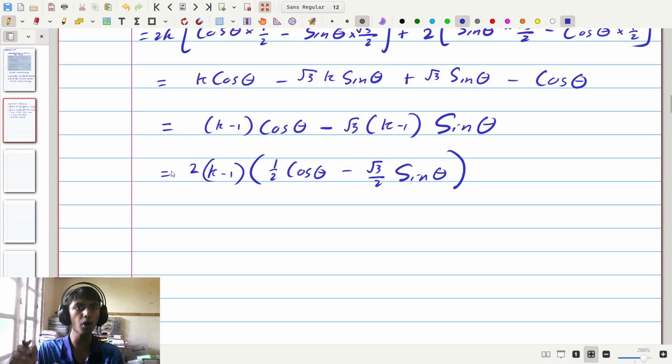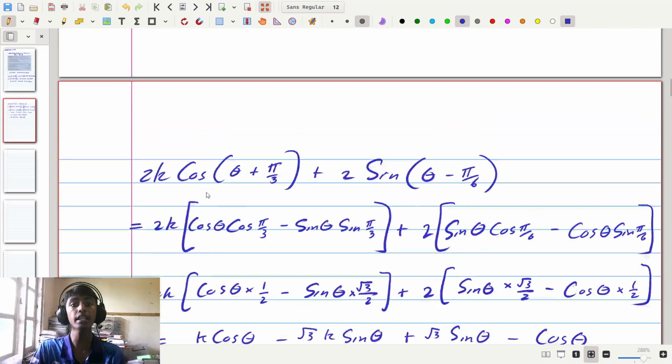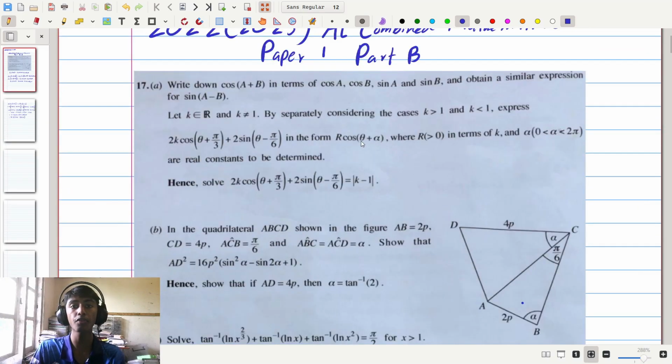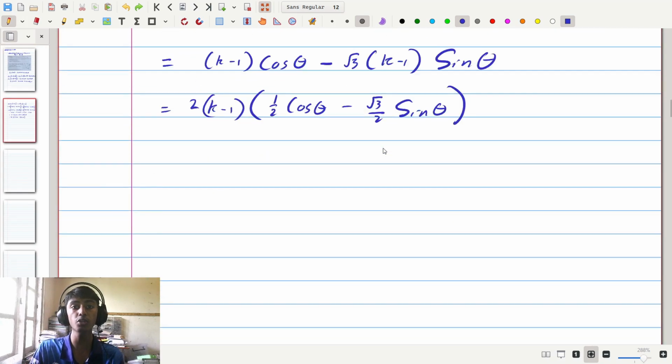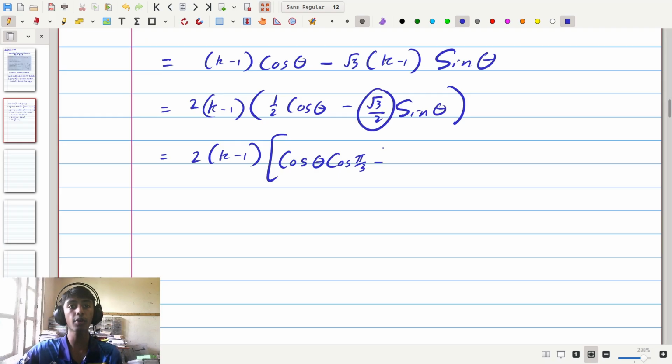Now the reason I took the 2 out here and put a half in front of the cosine theta and root 3 over 2 in front of the sine theta is because in the end what we wanted is the form of cosine of theta times cosine of alpha minus sine of theta times sine of alpha. And now when we do this, we can see we have the cosine of a certain angle and the sine of a certain angle here. The angle, of course, is going to be pi by 3. So if I write this down, this is going to be 2 times k minus 1 times, and this half here can be written as the cosine of pi by 3, so we can write cosine of theta times the cosine of pi by 3 minus, and root 3 over 2 is the sine of pi by 3, so we can write minus sine theta times the sine of pi by 3.